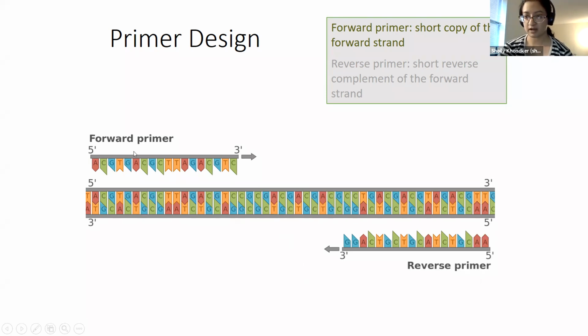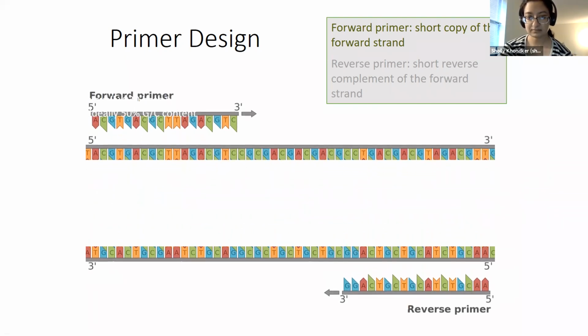The forward primer is a region of approximately 20 base pairs, and it should be upstream of the DNA sequence that you're interested in. Now, the reverse primer is going to be going in the opposite direction. So what you do is take your DNA sequence and get the reverse complement of it, and from there you construct your reverse primer, which will be a short reverse complement of the forward strand. These two primers should ideally be flanking either side of your DNA region of interest.